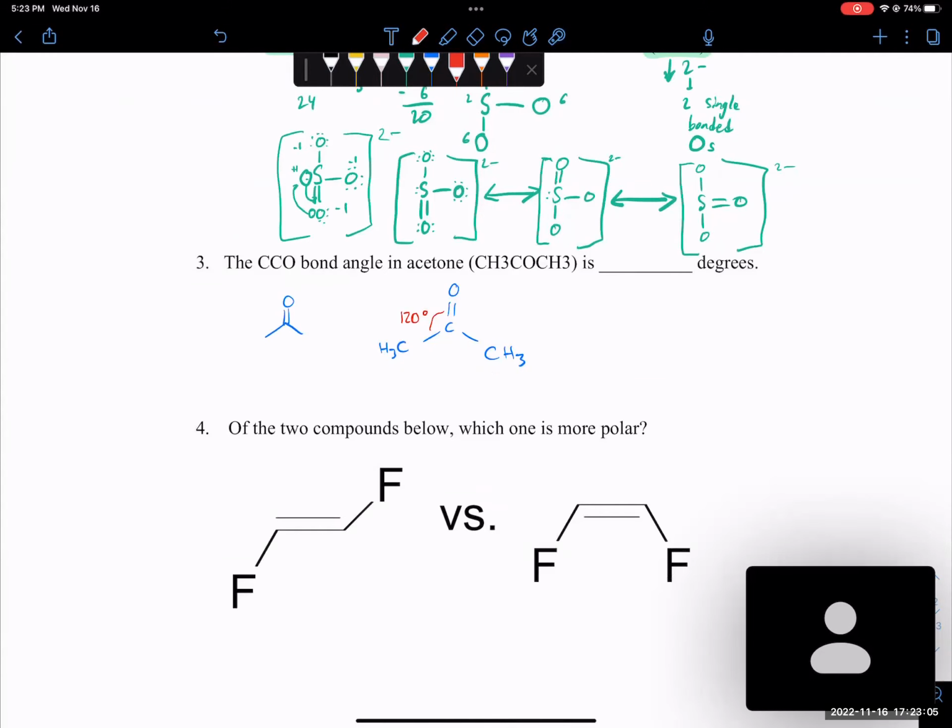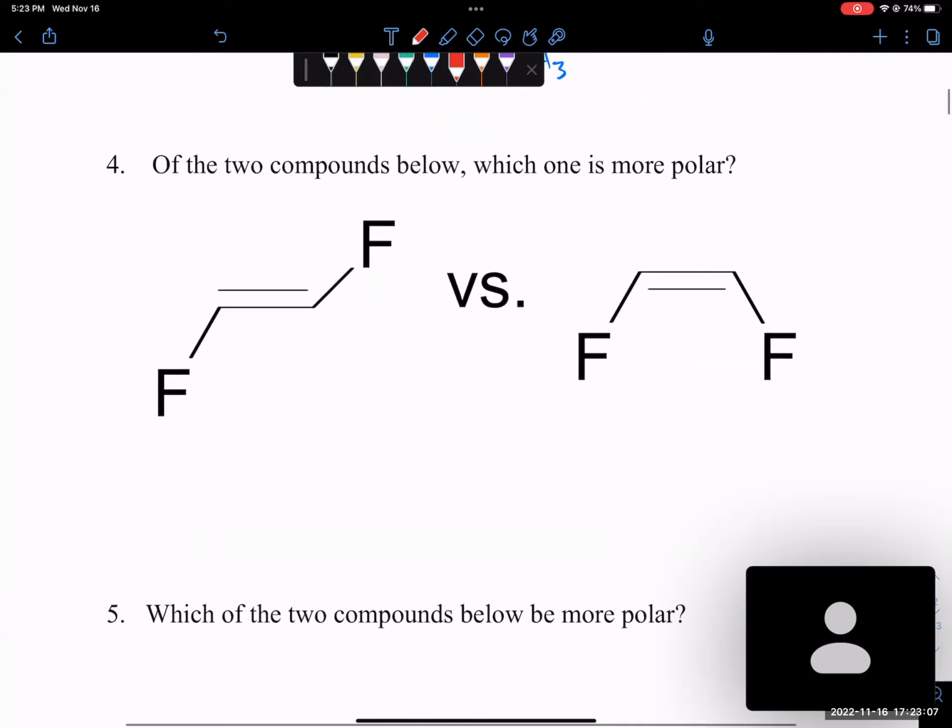All right, back to number 4. Which one is going to be more polar? Are there carbons in between or not? Yeah, there are. This is a carbon, this is a carbon, and this is a double bond. These are carbons right here, and there's one hydrogen attached to each.